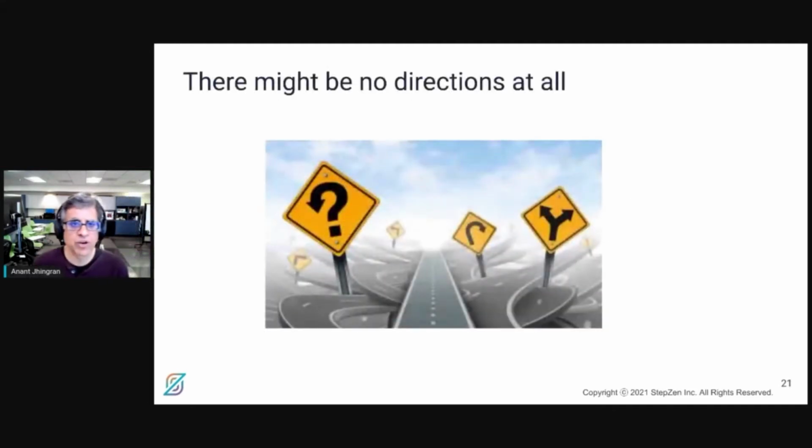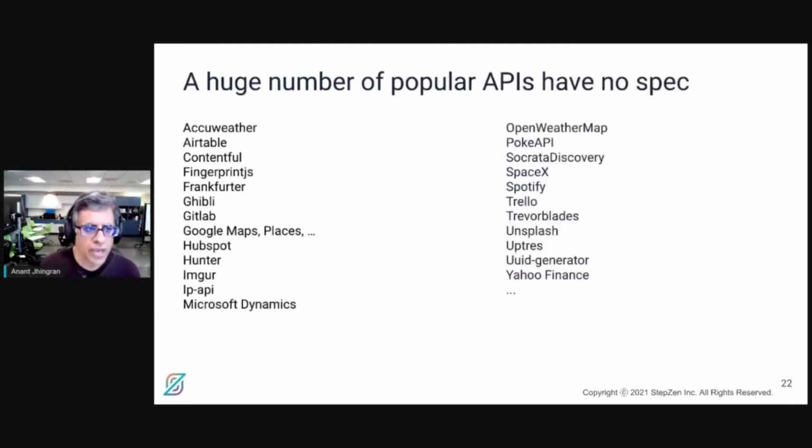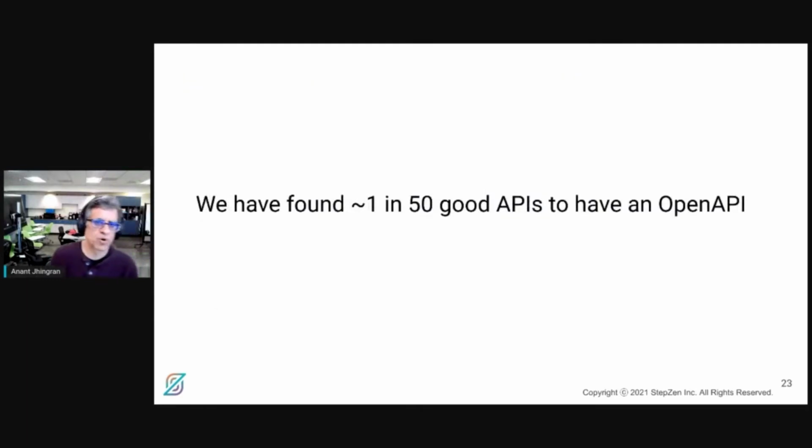Sometimes OpenAPI specs may not exist at all. For example, here is a set of popular APIs that our customers and developers are using in the context of StepZen, and all of these are really high quality APIs, except none of them have OpenAPI specs, or don't have OpenAPI specs that are usable directly. We actually found that only about 1 in 50 good APIs, I'm not talking about the dustbin of APIs, really good APIs, only 1 in 50 have OpenAPI specs.